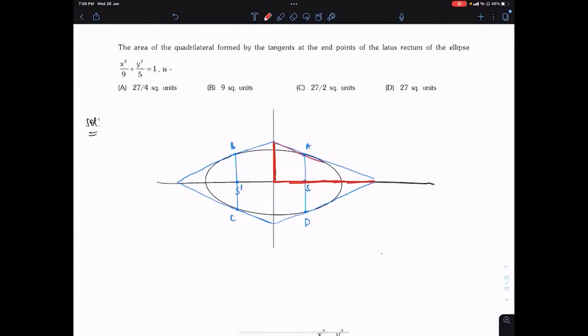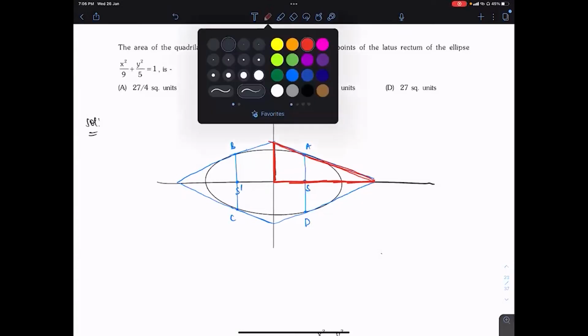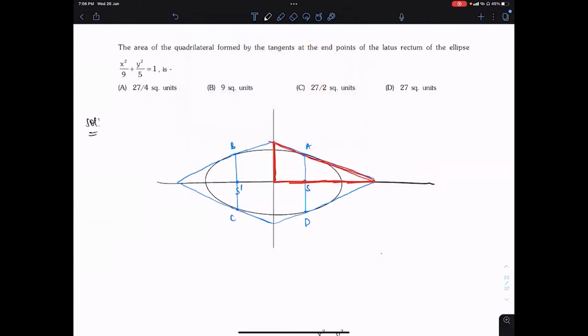Into 4 will be the required area of the quadrilateral, which is formed by the tangents at the ends of latus rectum. So let us find this triangle area. You need to know the tangent equation. So what are the coordinates of point A? Simple, focus is simply at (ae, 0). Focus is at a distance of ae.